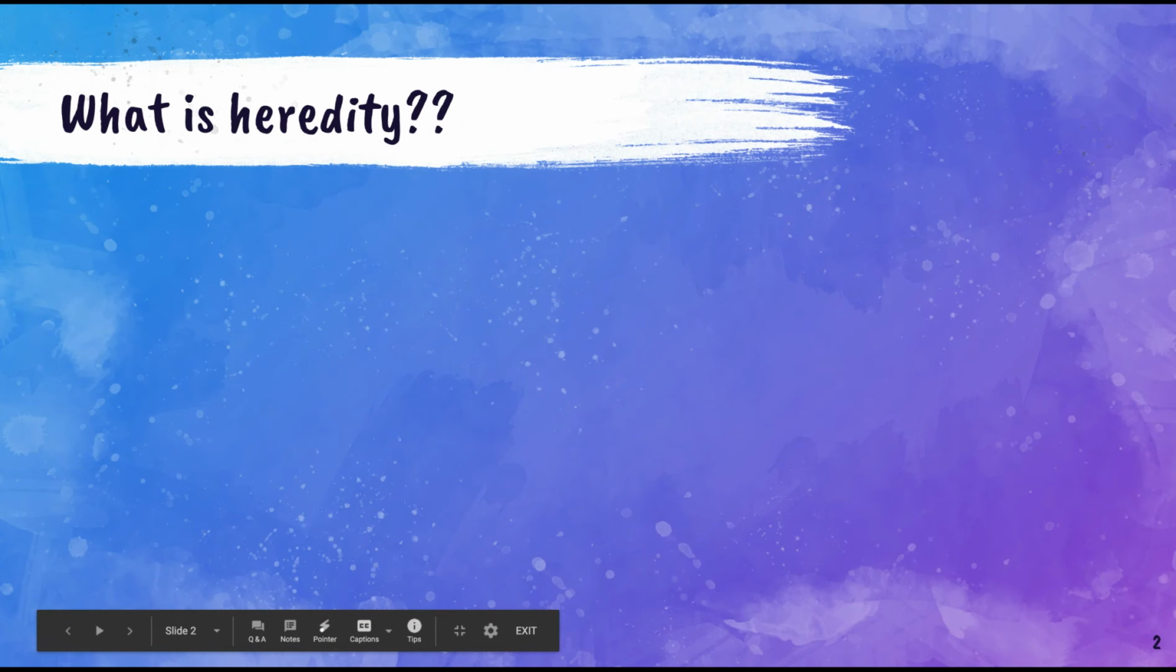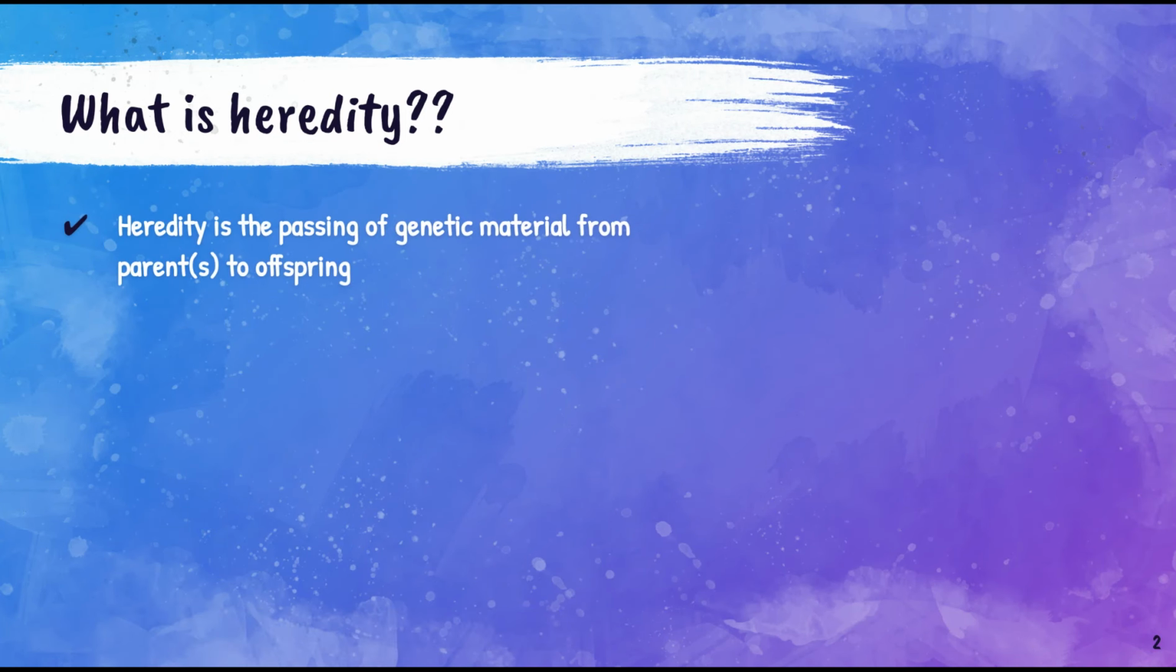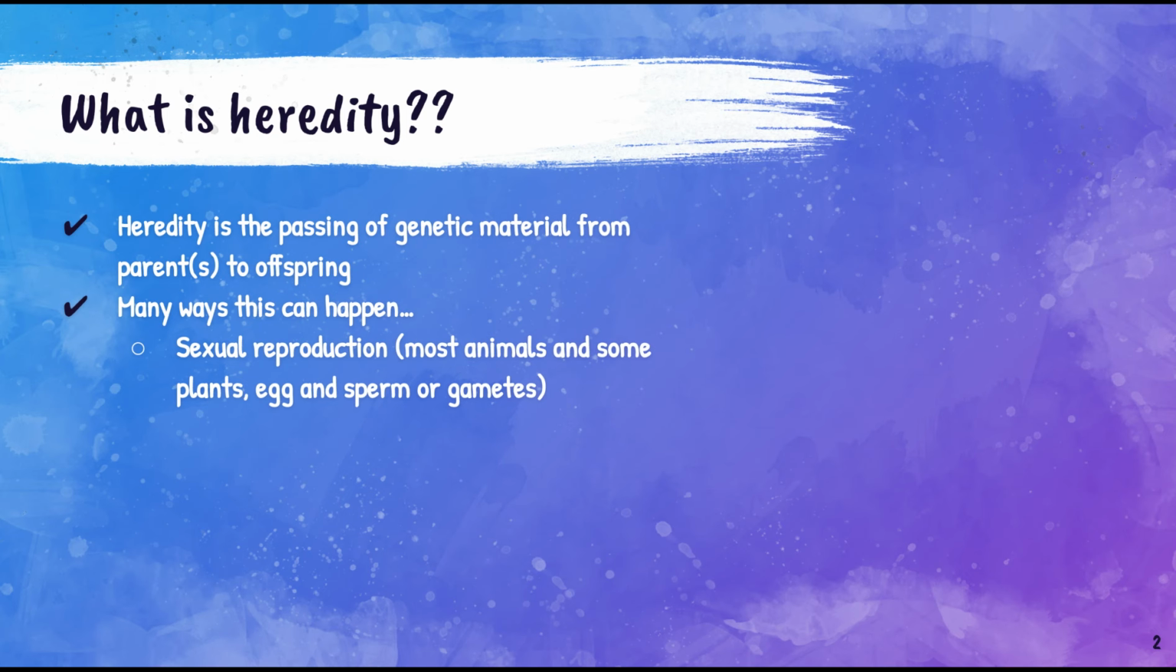First, what is heredity? Heredity is the passing of genetic material from parent or parents to offspring. It just depends on what kind of reproduction we're looking at. There's many ways this can happen. First, we talked about this before we went on break. Sexual reproduction is how most animals and some plants reproduce, and it's when an egg cell is met with a sperm cell and it creates a new zygote, or those are also called gametes, sometimes instead of egg and sperm, but they meet and they cause a new organism to form.